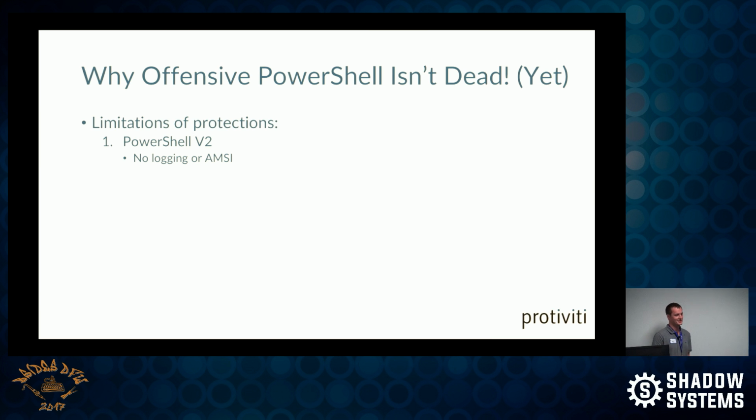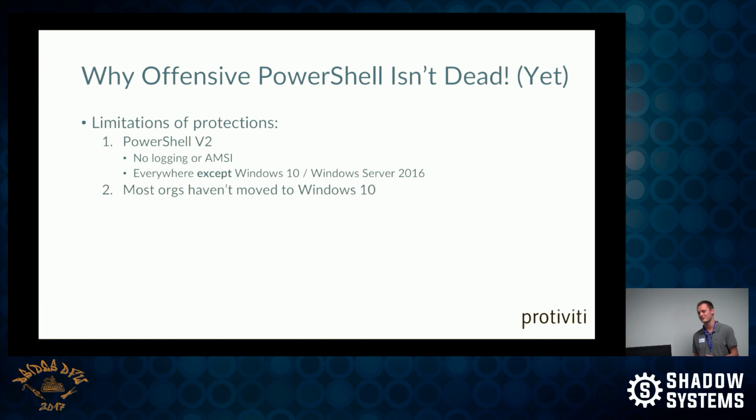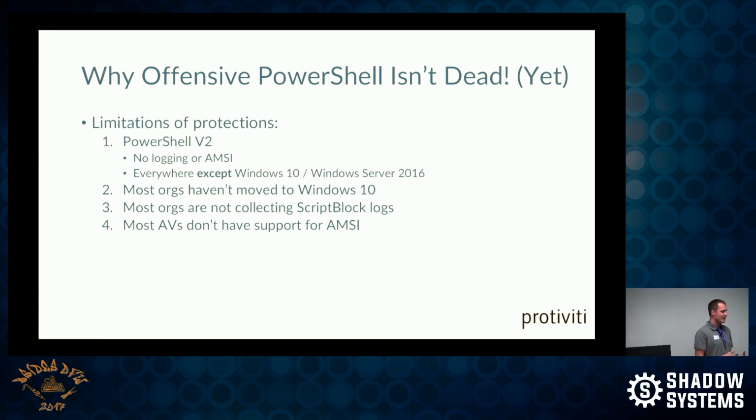The problem with that is that PowerShell version 2 is installed by default everywhere except now on Windows 10 and Server 2016. But most organizations have not actually moved to Windows 10 yet. And if they have, maybe they haven't actually enabled script block logging or are not collecting those logs and monitoring them for threats. And lastly, most antiviruses have not actually implemented support for the AMSI yet, though luckily the default Windows Defender installation does implement support for it.